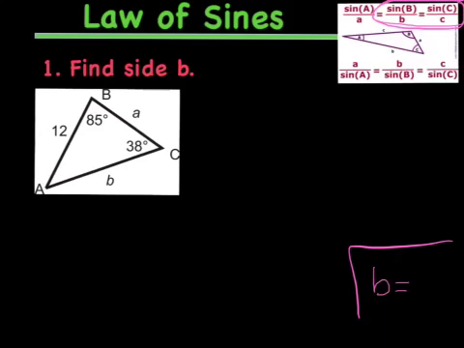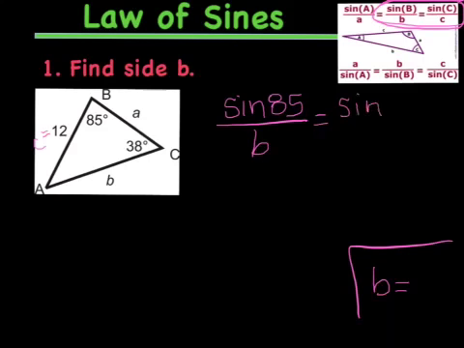Okay, so let's plug in what we have. We know that this right here is side C. So sine of B, well, we know that B is 85 degrees. So sine of 85 over B, which we don't know, is equal to sine of C, and C is 38 degrees, over side C, which is 12. Well, now we have to solve for B. So do you remember how to solve a proportion? Well, you should cross multiply.